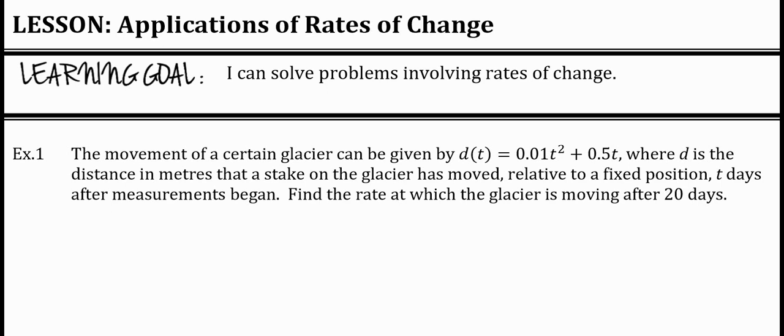Find the rate at which the glacier is moving after 20 days. Is this average rate of change, or is this instantaneous rate of change, Jason? It's instantaneous because it's at a particular time that it's moving instantly. And again, if you take calculus, this is something that we do a ton of, and it's really important that you understand that it's happening at an instant, and what is that instant, and what exactly does that mean. But these questions are fairly straightforward for us.